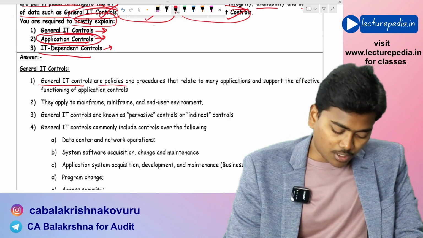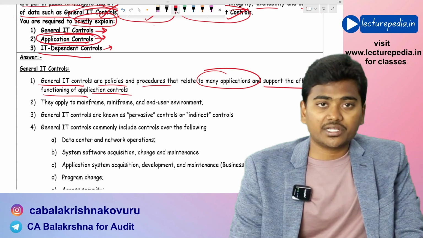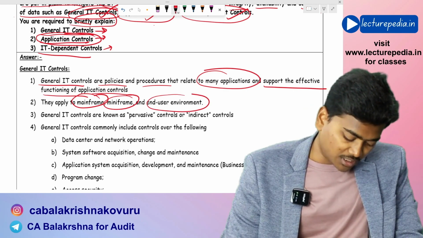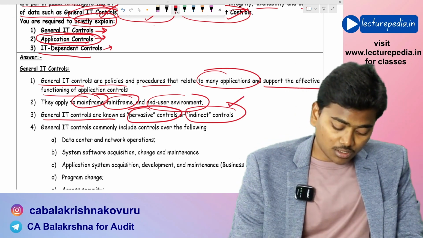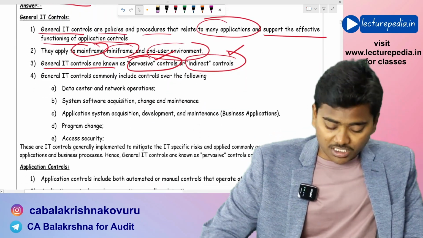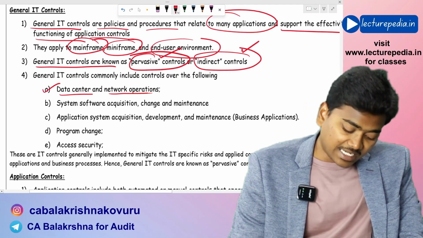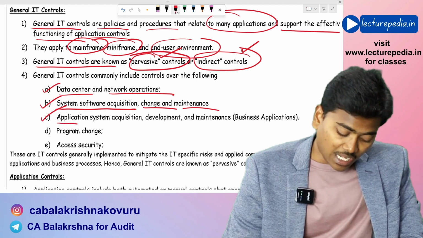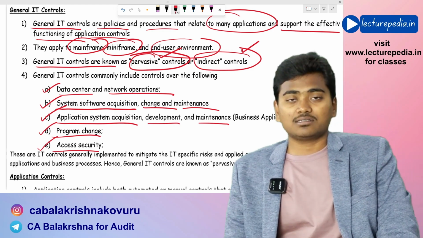General IT controls are policies and procedures that relate to many applications and support the effective functioning of application controls. These general IT controls apply to mainframe, miniframe, and end user environment. General IT controls are also known as pervasive controls or indirect controls. They include controls over data center and network operations, system software acquisition, change and maintenance, application system acquisition, development and maintenance, program change, and access security.